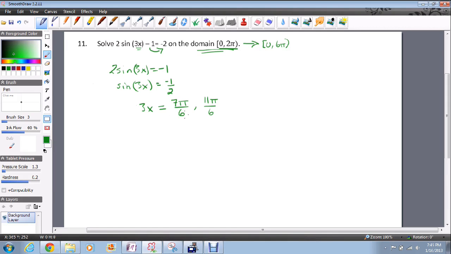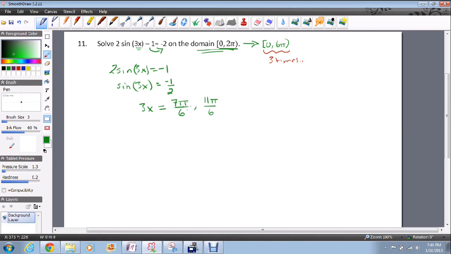So basically I'm going to add 2 pi 3 times to both of these values, 7 pi over 6 and 11 pi over 6, because this is like saying that we're going around the unit circle 3 times. Again, I'm going to add 360 or 2 pi to both of these values to get more values.